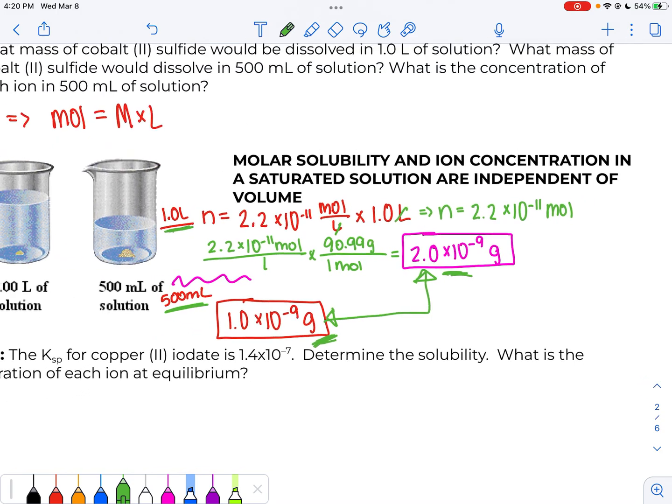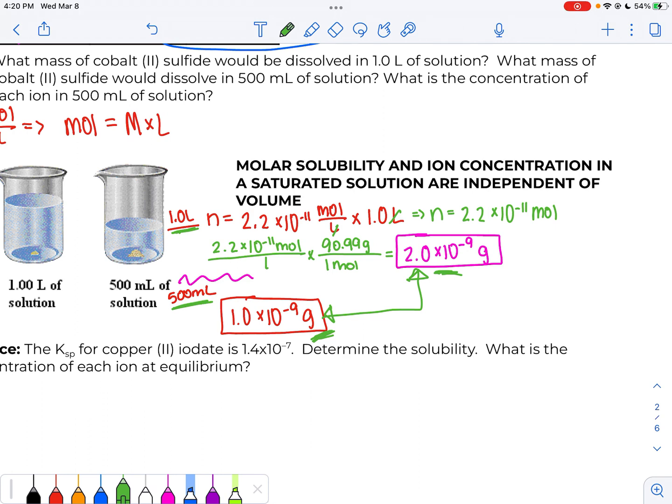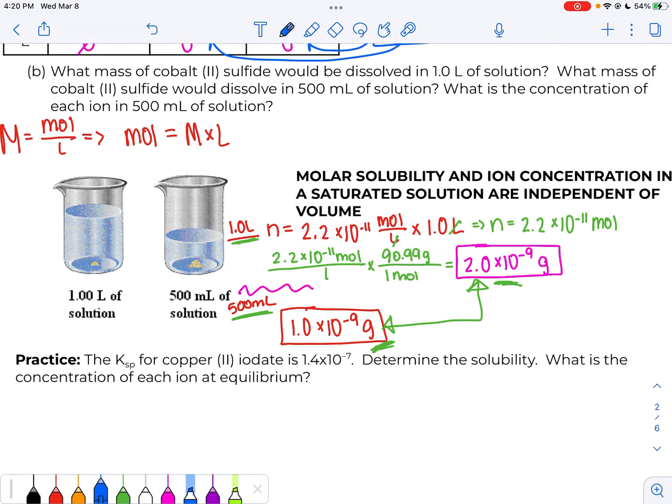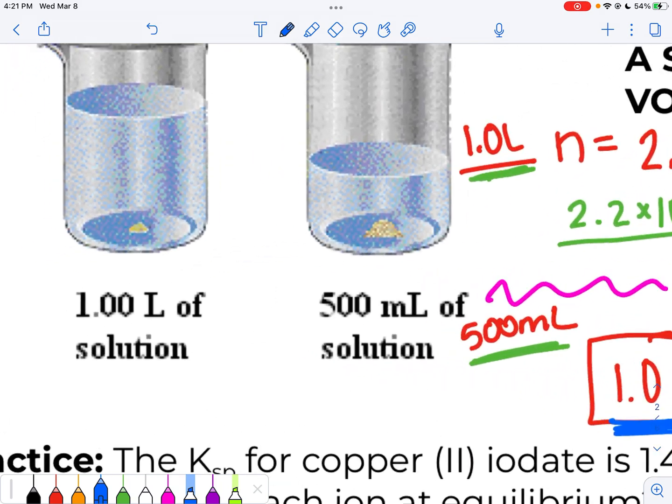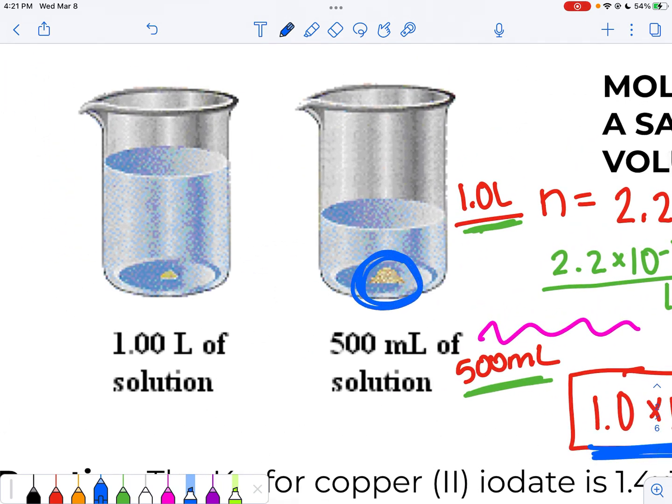So what we really are seeing here is that molar solubility and ion concentration in a saturated solution are independent of your volume. Your ion concentration isn't actually going to change. The amount of stuff you have dissolved here is less than the amount of stuff you have dissolved here, because what's actually happening? Take a look at the pictures here. You see more salt at the bottom of this beaker, right? The 500 milliliter beaker. So as you're reducing the amount of your solvent, as you're reducing the amount of water available, less of your stuff is going to be able to dissolve.